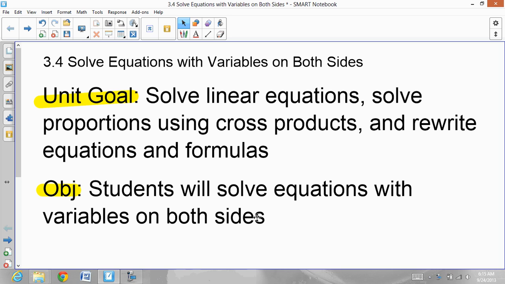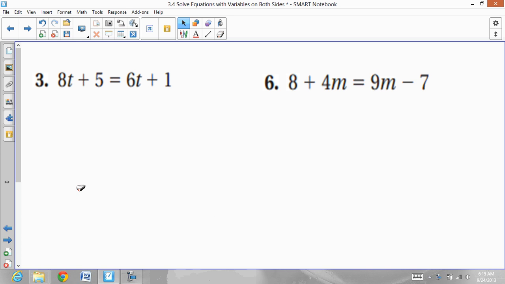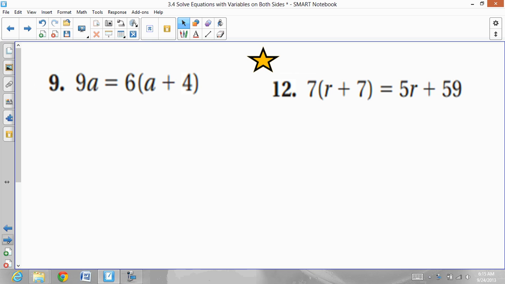You will learn how to solve equations with variables on both sides. Look at question number 12. You have distributive property on the left. Let's focus on this question.